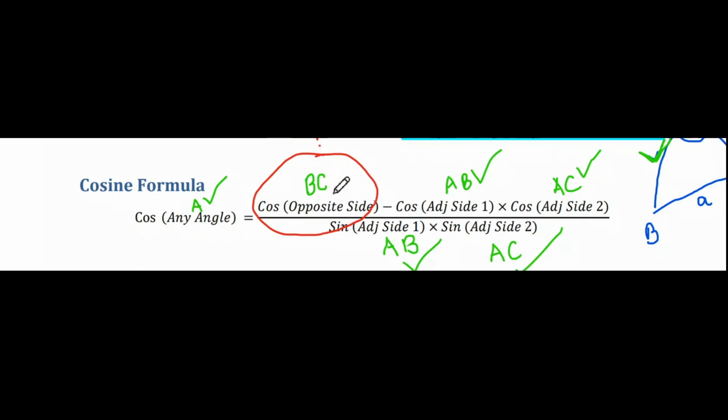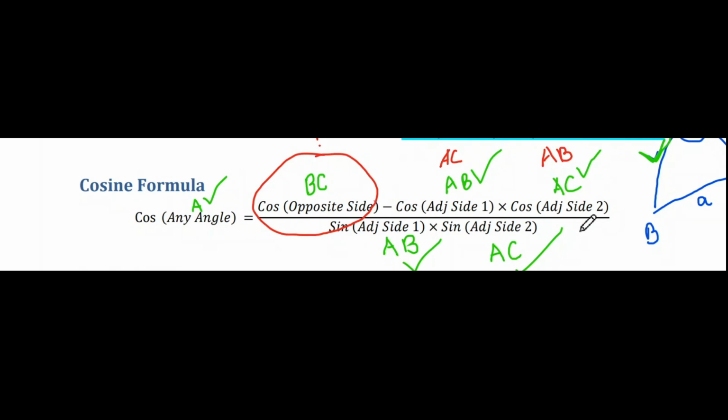This adjacent side 1 and 2, we can take either AC or AB first, no issue, no, sir? Yes, beta, you can take any one of them. If you want to keep AC here in the front, that's perfectly fine. You can keep AC here and you can keep AB here. Any one of them can be taken.